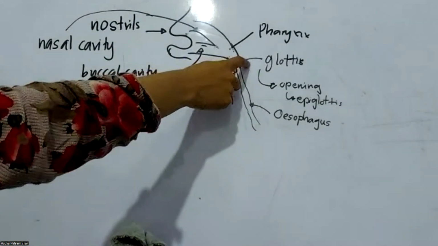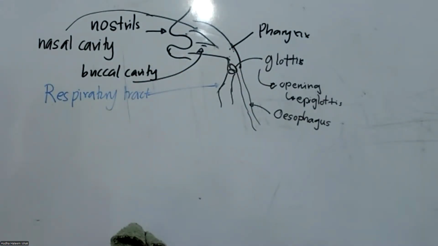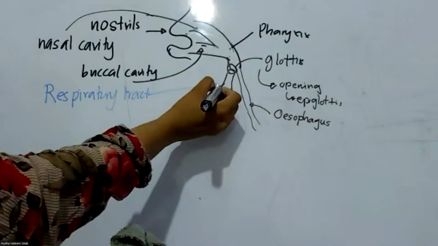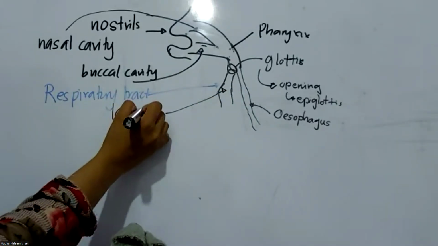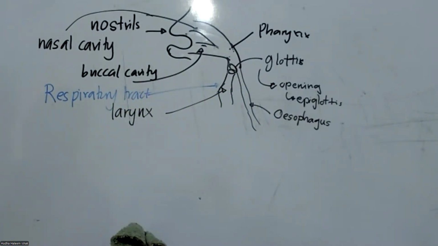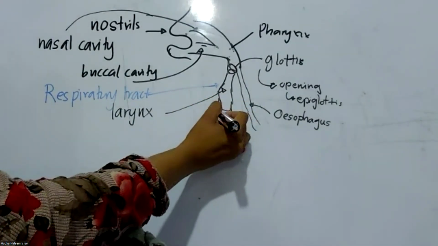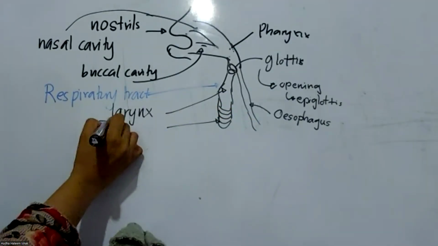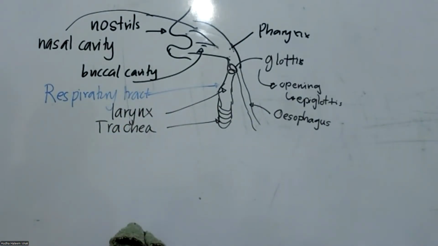Then from the glottis, we have the respiratory tract. The respiratory tract starts from a point called the larynx. After the pharynx, inside the respiratory tract, we have the larynx. And then this larynx goes down and forms the trachea.